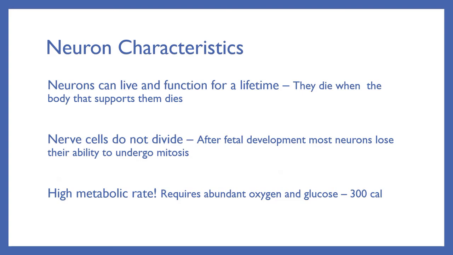They also have a very high metabolic rate. Your nerve cells alone require abundant oxygen and glucose to be able to function. In one day, they consume about 300 calories. I think that means if you're studying and you're really hungry, maybe that's the way your nervous system is telling you that you need to give it more snacks and glucose.